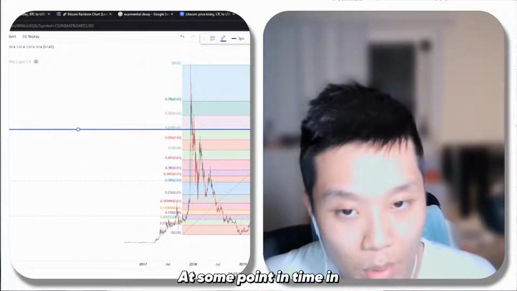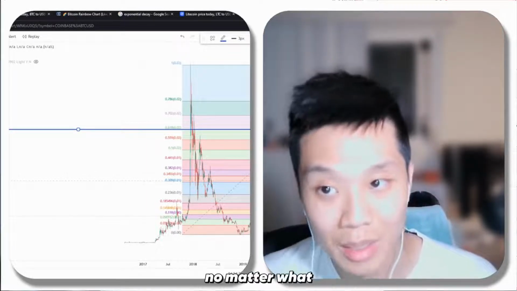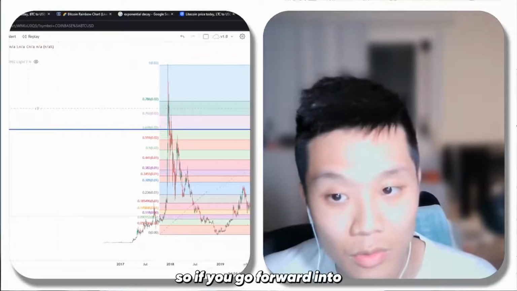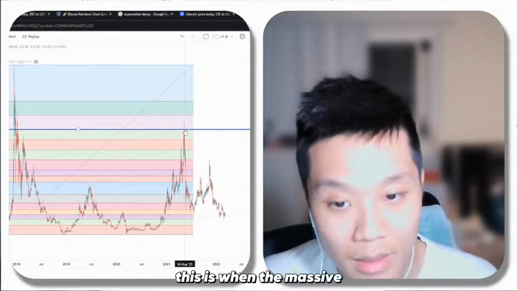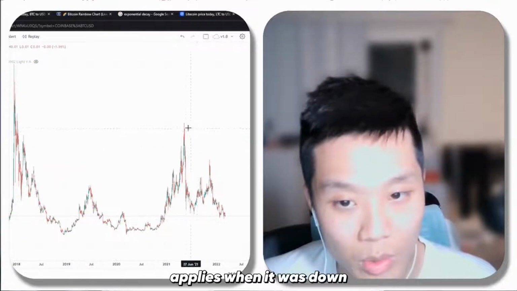At some point in the future, whenever Litecoin hits 0.618, you needed to get out, no matter what. You need to get out of crypto, no matter what. So if we go forward into the future, it hit here, and this is when the massive 70% drop happened. Do you get what I'm trying to get at? The same logic applies when it was down here to here.